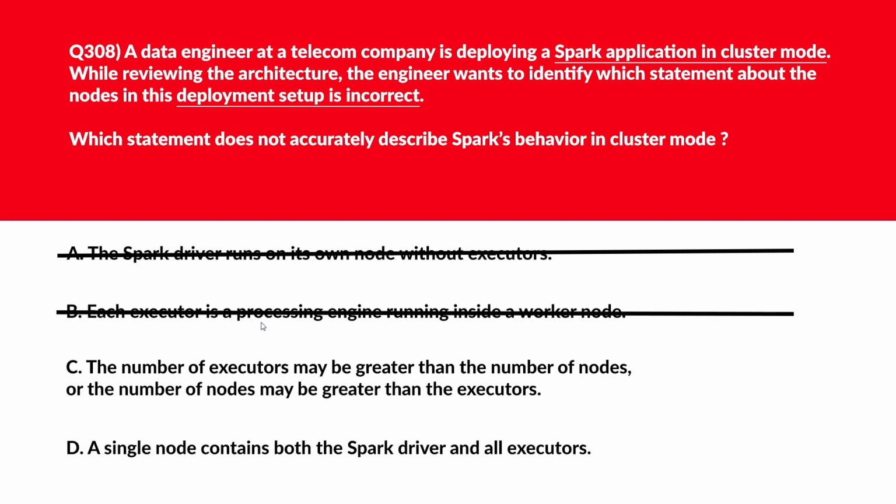Now option C, executors and nodes can differ in count due to flexible allocation, which is an accurate statement. Again, so this is out. Now we are left with option D. It says a single node contains both the Spark driver and all executors. In cluster mode, the driver doesn't share the same node with executors. It runs separately, right? So this statement about the deployment setup is incorrect. Hence the right answer. We'll lock it.